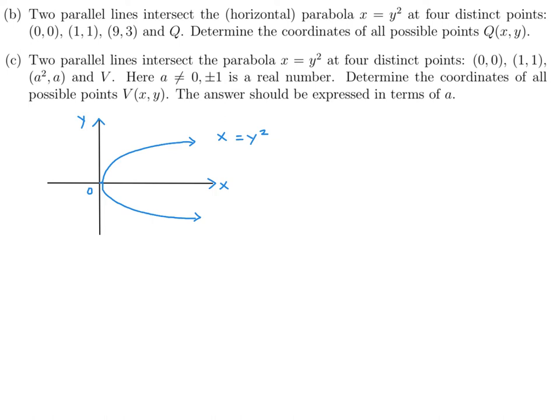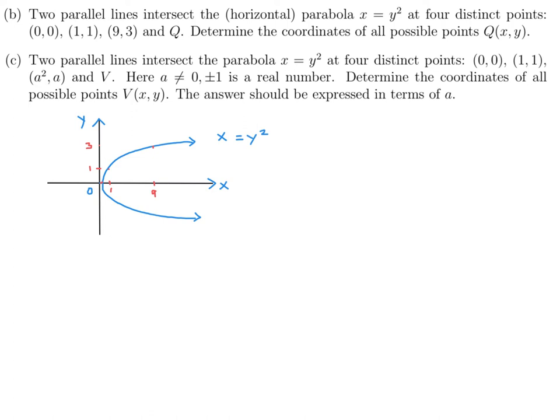Okay, so they are telling me that you have four distinct points. (0, 0) I've already labeled; that's the origin. And then (1, 1), approximately here. Not drawn to scale, but you get the point. And then (9, 3), approximately here, also not drawn to scale. And then Q is somewhere.